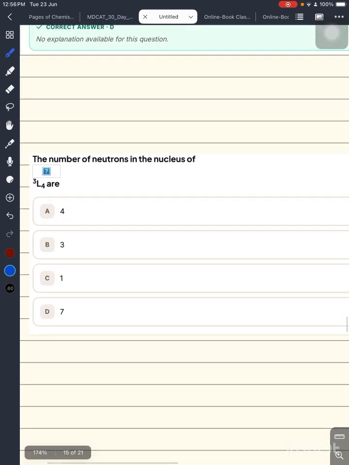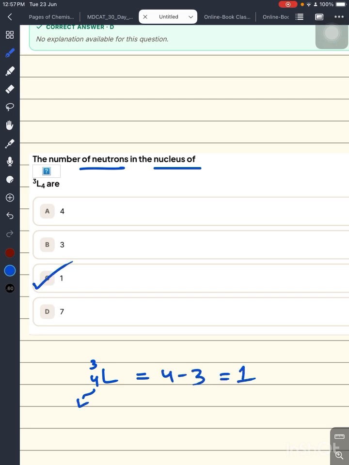This is the easiest and a beginner-level question. The number of neutrons in the nucleus are, so it will be 4 minus 3 equals 1.